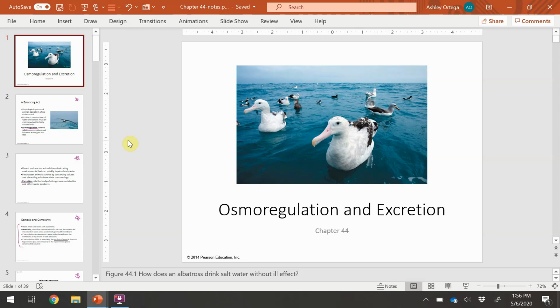The albatross that you see in that photo is able to drink salt water without any ill side effects. If humans were going to drink salt water, we would eventually experience symptoms of dehydration, and if left untreated, death. So how does this albatross drink salt water without any ill effects, you may ask? It's due to the properties of osmoregulation and excretion, which we will explore in this chapter.